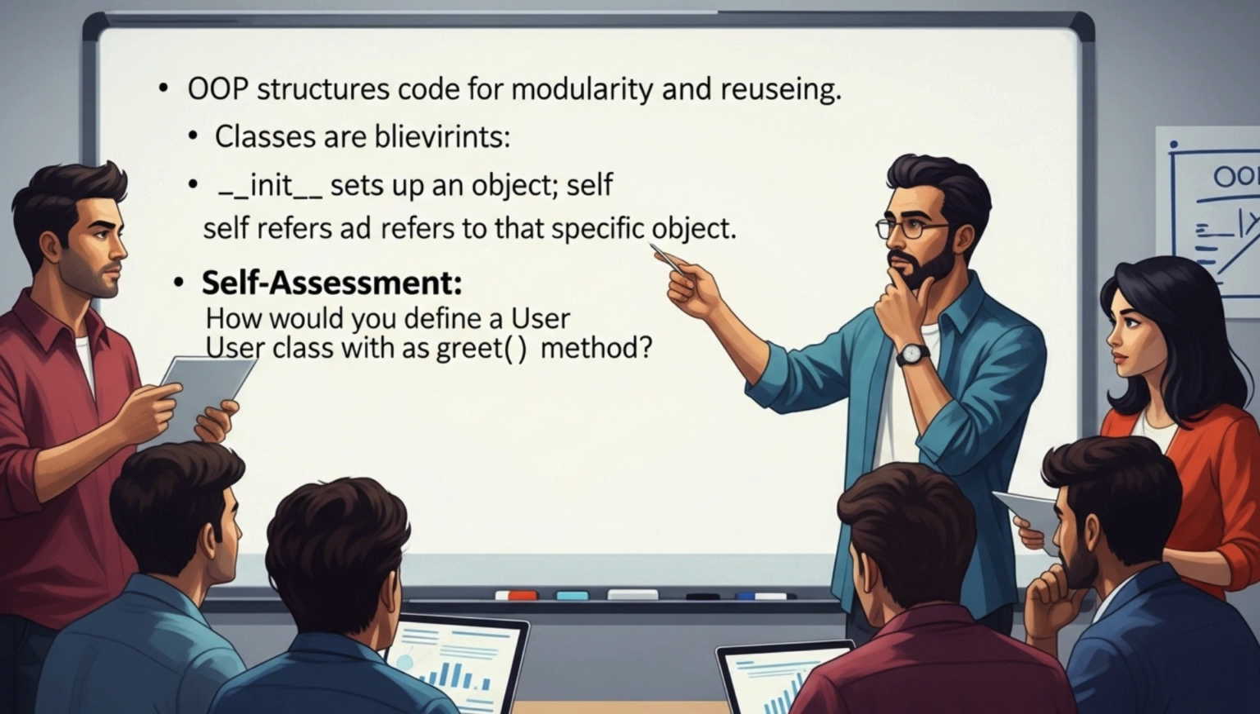The __init__ method is crucial. It's the constructor that sets up a new object when it's created. And self is how an object refers to itself and its own properties within its methods. Understanding these concepts is a significant step in becoming a proficient developer.